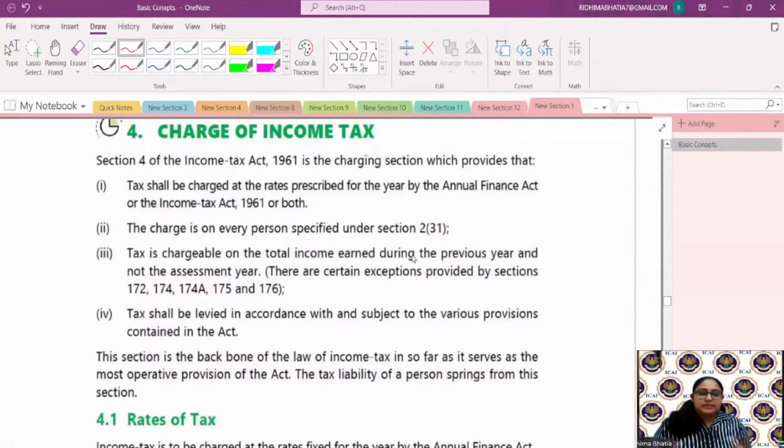And towards the end, we started understanding how we apply tax rates in the case of individual, HUF, AOP, BOI. So I hope everyone has revised what was taught.